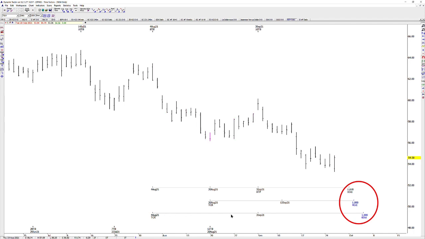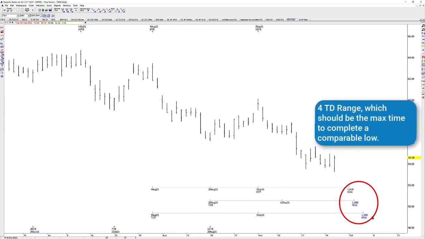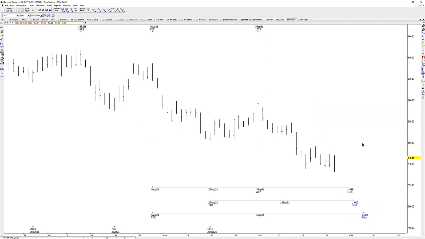And this is a real key one because that's very reliable to be the probable maximum time before we completed a low of significance, a low at least as significant as these lows, the high to low. So we've got anywhere from the 1st to the 6th. More than likely, we're going to complete a reversal comparable to these lows. Let me just add some data on the chart.